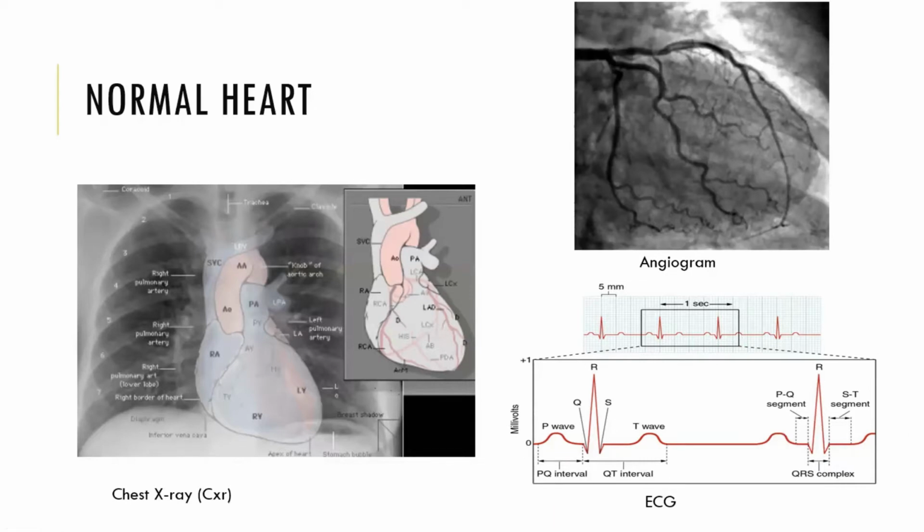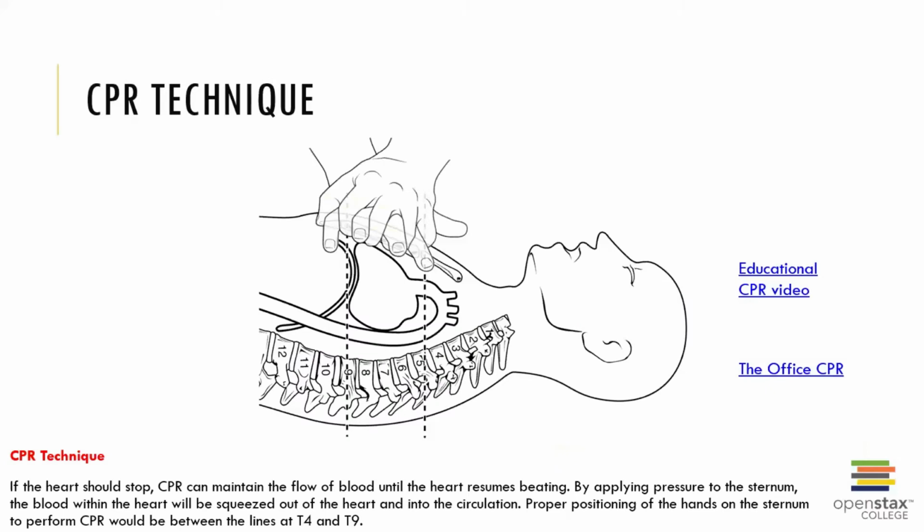So if the heart should stop, we can perform what we call CPR, or cardiopulmonary resuscitation, to maintain the flow of the blood until the heart resumes beating. And you can see here, this person is performing CPR by placing the hands on the center of the chest, the lower part of the breastbone. And you can see that is located between T4 and T9 on the vertebral column. By applying the pressure to the sternum, the blood within the heart will be squeezed out of the heart and into the circulation.